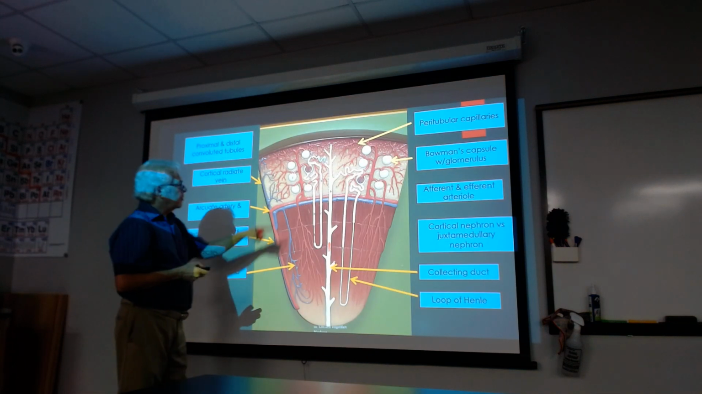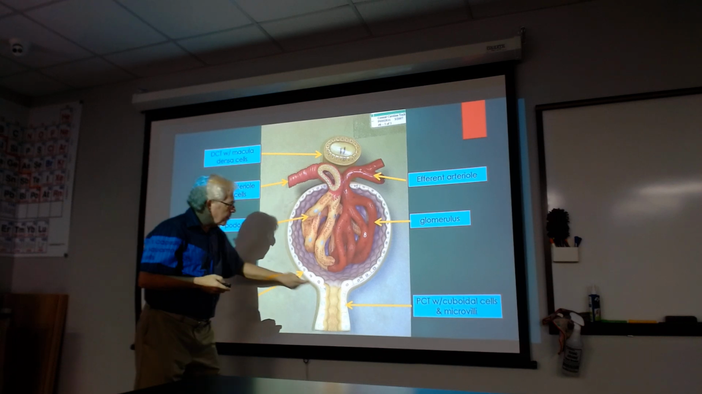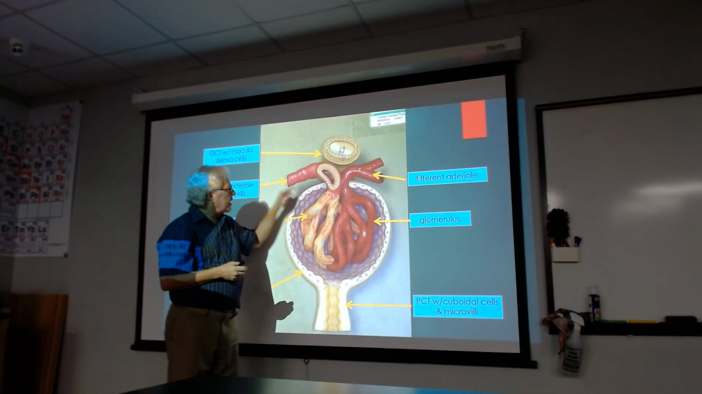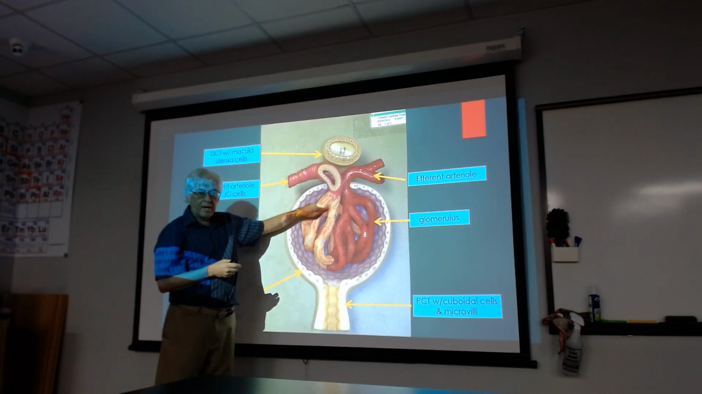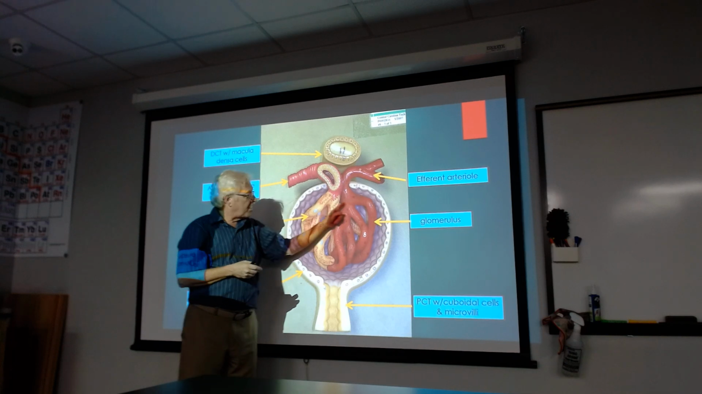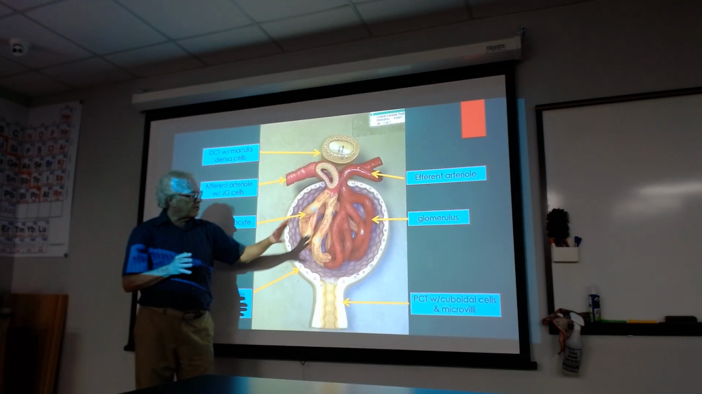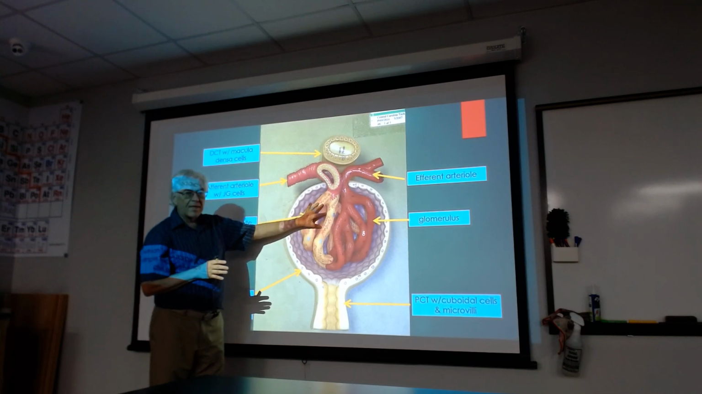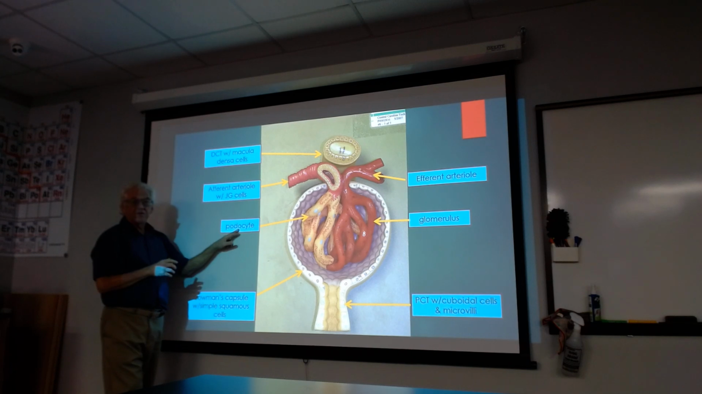This is a close-up of one of these guys. Okay? That's a close-up. That's the Bowman's capsule. Here is your big fat afferent arteriole going in. This is the smaller efferent going out. And all the blood vessels are called the glomerulus. Now the glomerulus is actually covered by these cells called podocytes, foot cells.